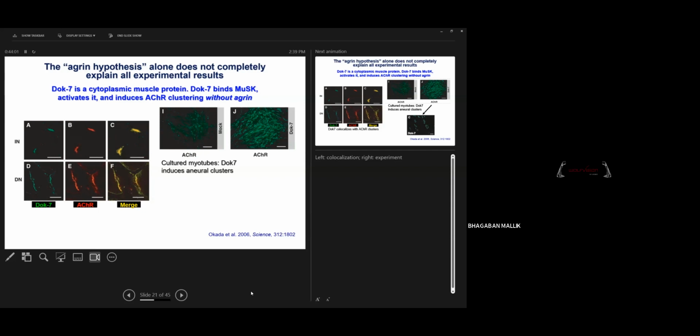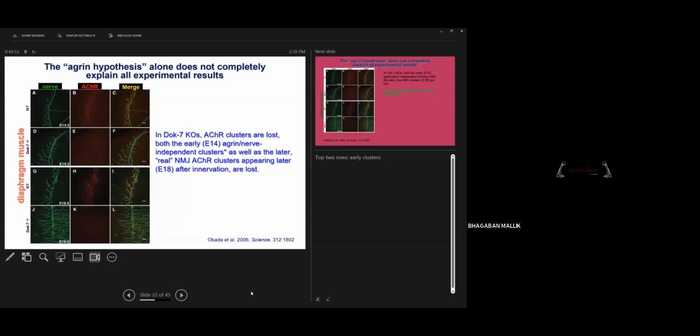This slide shows that DOK7 is a cytoplasmic muscle protein. It binds to MuSK, the receptor for agrin, and activates it and induces acetylcholine receptor clustering. Here is the kind of experiment they have done. They have taken muscle cells and incubated them with DOK7 molecules, and they saw that you have clustering of the acetylcholine receptor in the muscles. Also, DOK7 is colocalized with the acetylcholine receptor. So DOK7 actually induces acetylcholine receptor clustering at the postsynaptic compartment. Then what is the role of agrin? We are going to talk about that in the model.